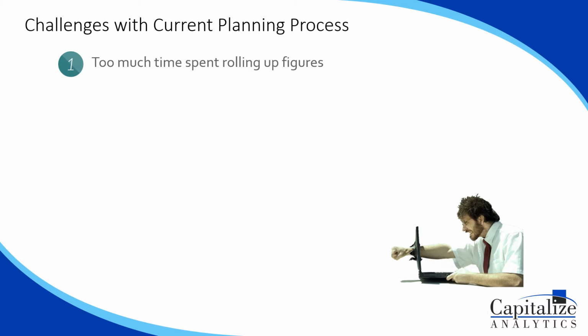The first is spending too much time rolling up figures. This is a common and very manual step that becomes very time-consuming in a more complex model. As you add complexity, such as an added location or an additional general ledger account, the model has to be reworked to account for the changes.